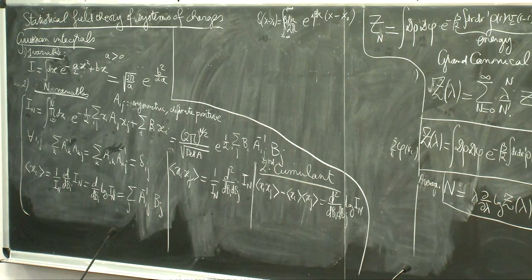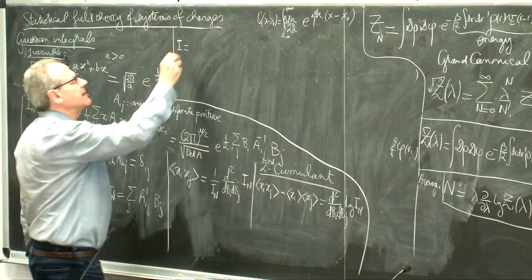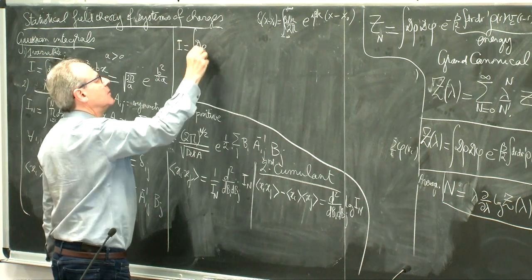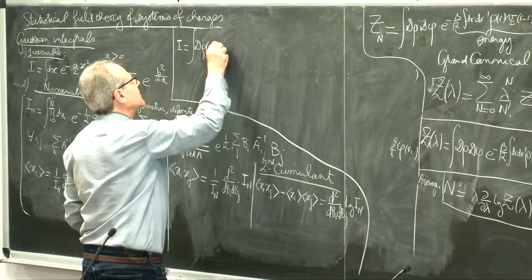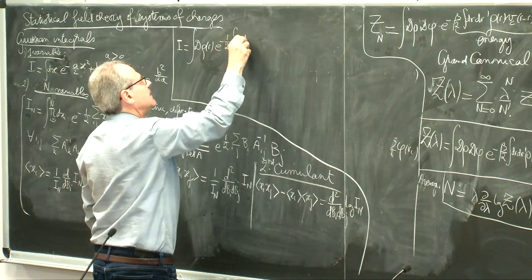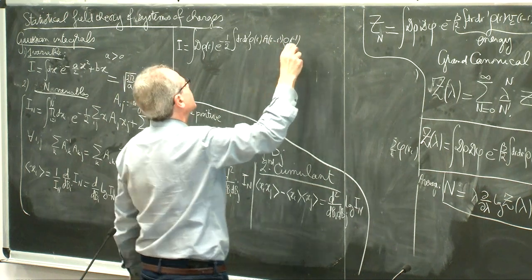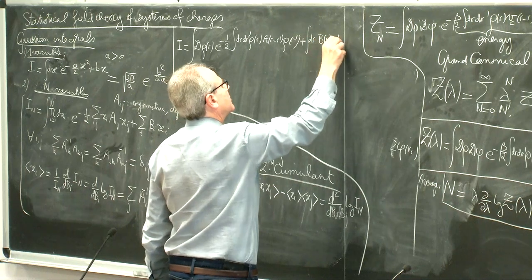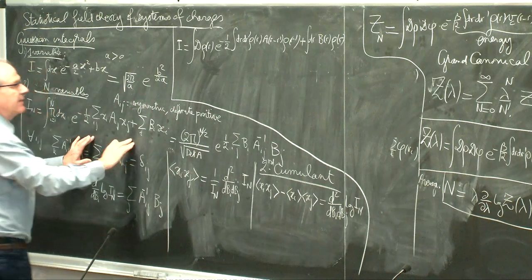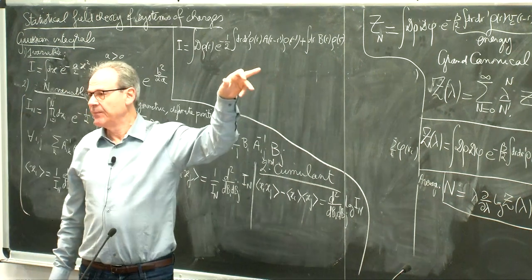And so if I have a field, if I have the integral, which I will write as an integral d rho of r, and I will use the notations of here. So e to the minus 1 half integral dr dr prime of rho of r A of r minus r prime rho of r prime, plus integral dr of b of r rho of r. So you see that this is really a generalization of this integral to the case where now the indices i are no more discrete indices, like integer indices, but they become continuous real variables.